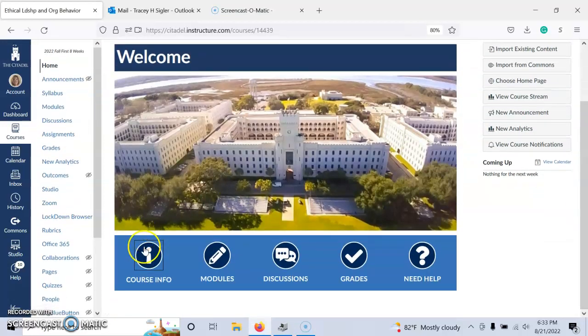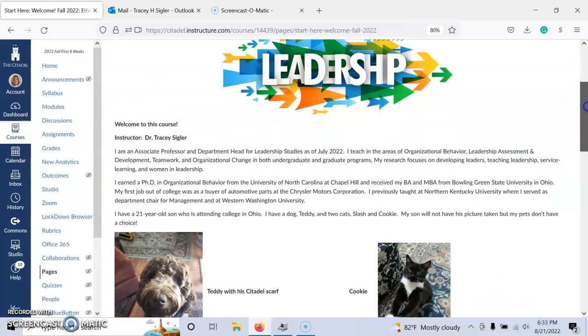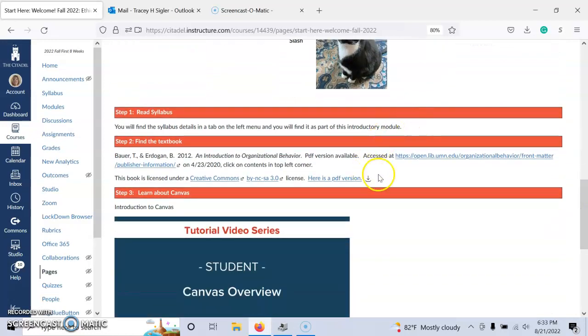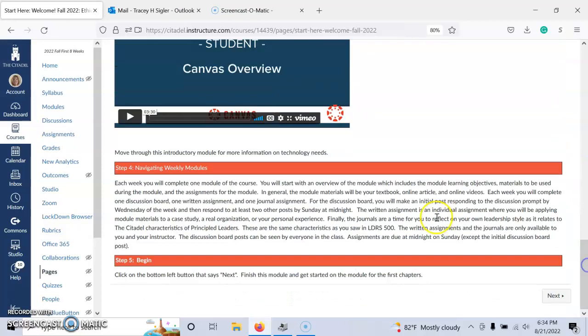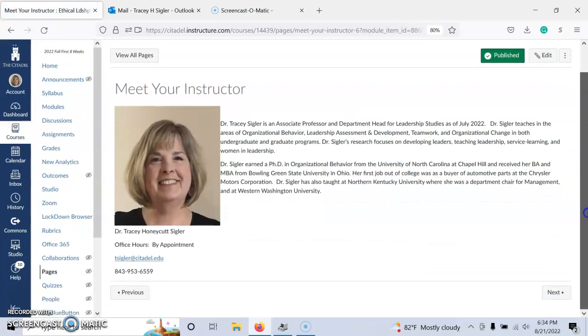I'm assuming that you all have been in Canvas before, but you start out by going to the Start Here module. This is a little bit of background about me and my family. Important here is the textbook. We're using an open source textbook, which means it's free and online. You can download it or access it online. Here's some information about how to use Canvas, and then you'll find some more information about me.